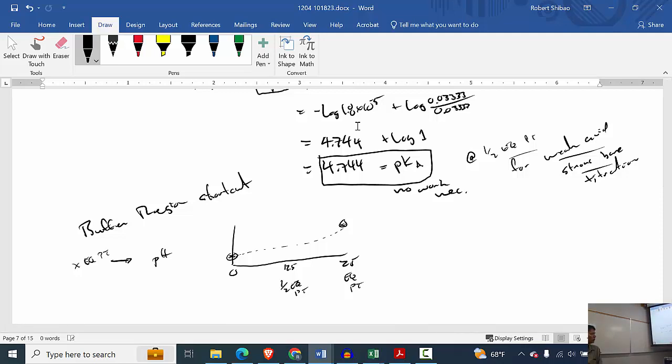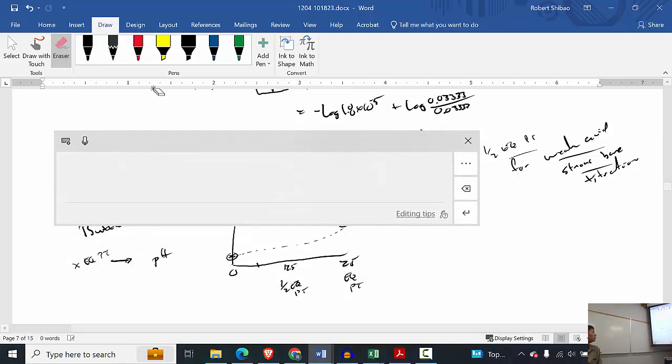Now the other equivalence points are very fast. So let's look at the 1/4 equivalence point. The 1/4 equivalence point is going to occur at how many milliliters? 6.25.